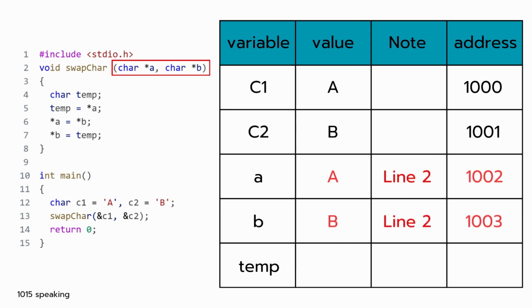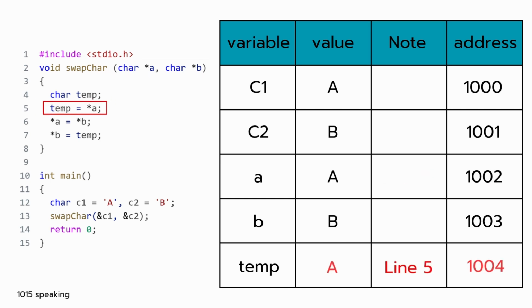Now, at line 2, the function definition reads like this. This means both a and b are pointers to characters. After the function is called, a holds the address of c1 and points to character A, while b holds the address of c2 and points to character B. This is why any changes we make through a or b will affect the actual variables in main.